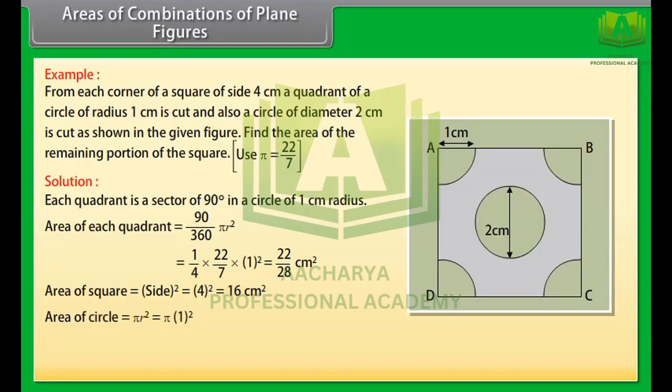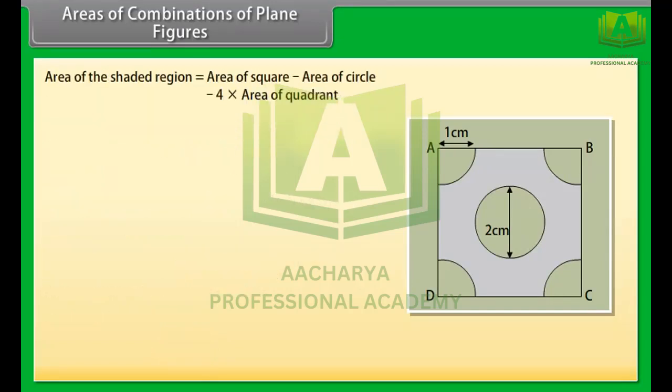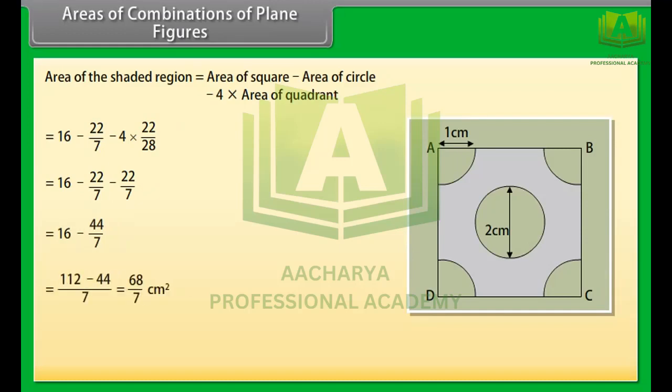Area of circle is equal to pi r square equals pi into 1 square, which is equal to 22 upon 7 centimeters square. Area of the shaded region is equal to area of square minus area of circle minus 4 into area of quadrant. Now by substitution and calculation of the values, we get area of the shaded region as 68 upon 7 centimeters square.